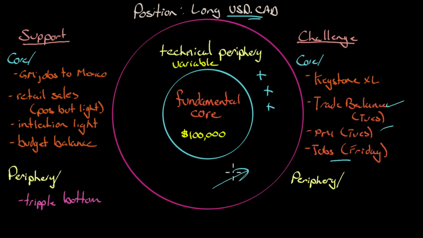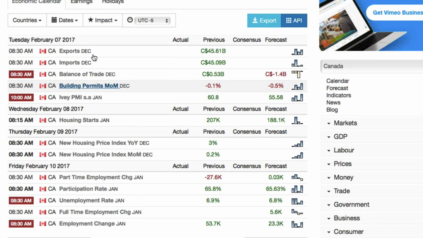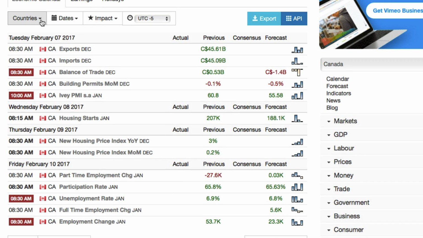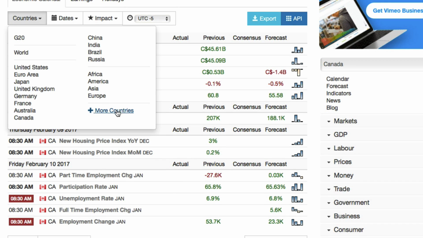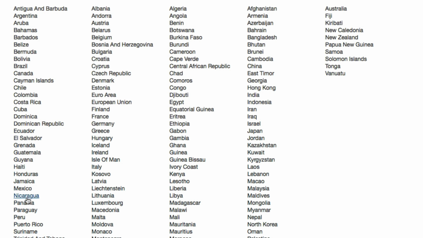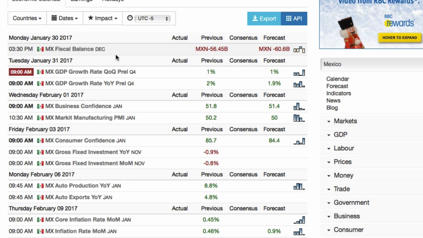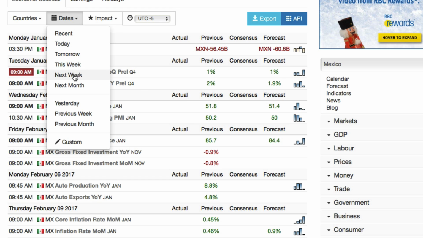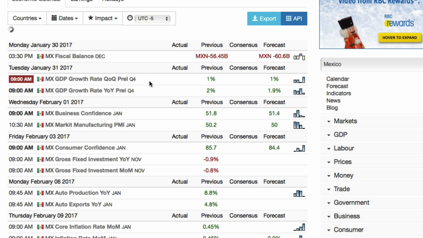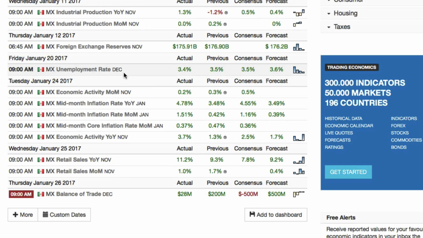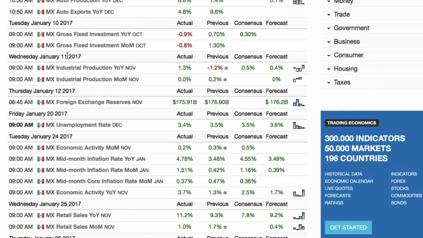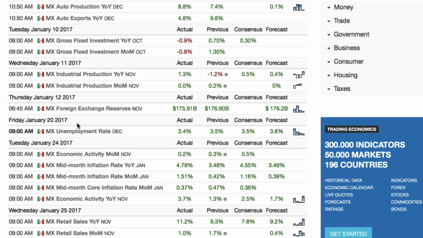Let's have a look at Mexico really quick. Okay, first thing we'll do is we'll look at Mexico's data. So follow me along here. You just go to countries. Mexico is not listed here. If you click on more countries, you'll find Mexico down here. Click on Mexico. Here we are from January 30th. This is forward looking. I want to go back the previous month, and then I just want to focus on the last week from Friday, Wednesday. Let's go from the 20th.